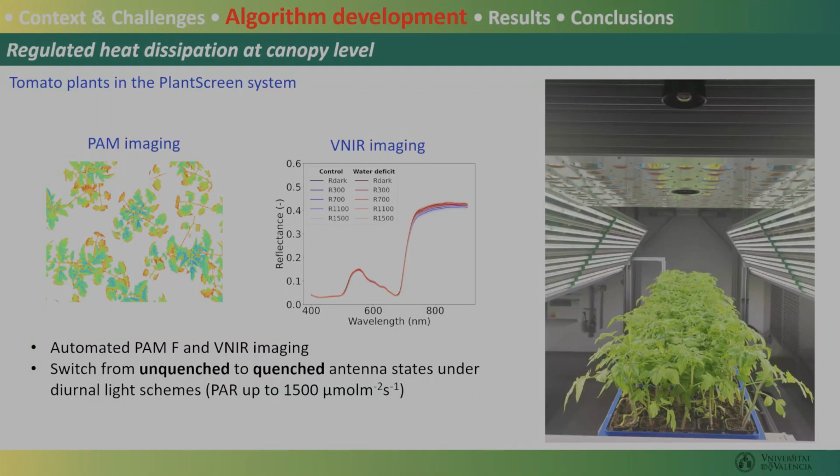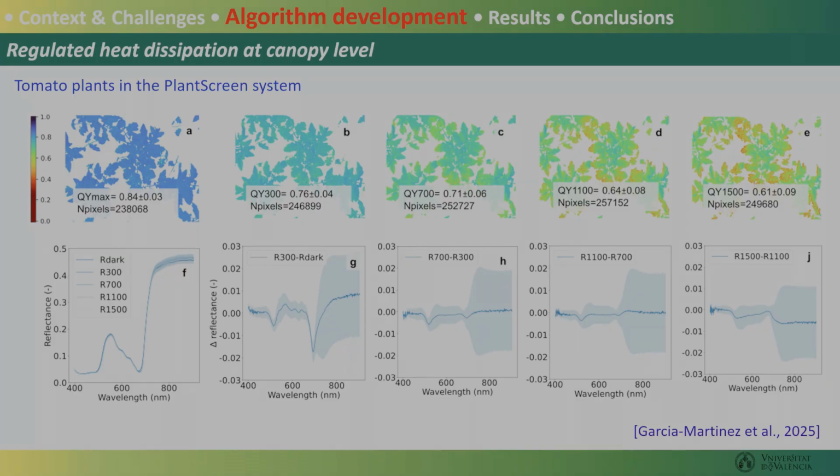What I said before was at leaf level. Now I'm showing you quickly that we have seen this also at canopy scale. Here we have a system where we apply both PAM imaging and hyperspectral imaging at the same time, in a short phenotyping unit where we can scan the canopies. And as you see here, different quantum yield states during different PAR conditions. So this is only the effect of increasing PAR. There's no additional stress here.